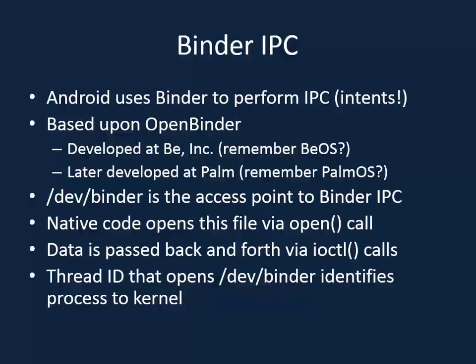Like any device, you open it and then you use I/O controls to read and write from it. And the interface itself is really quite simple. There are only 5 I/O controls for this thing. And when you open /dev/binder, the kernel knows you're opening /dev/binder. It looks at the thread ID, like the process ID, for the particular thread that opens it. And it knows, okay, for this instance of /dev/binder that's been opened, I'm going to map it to this thread ID. So I know anything that's coming in through this interface is coming from this particular thread.